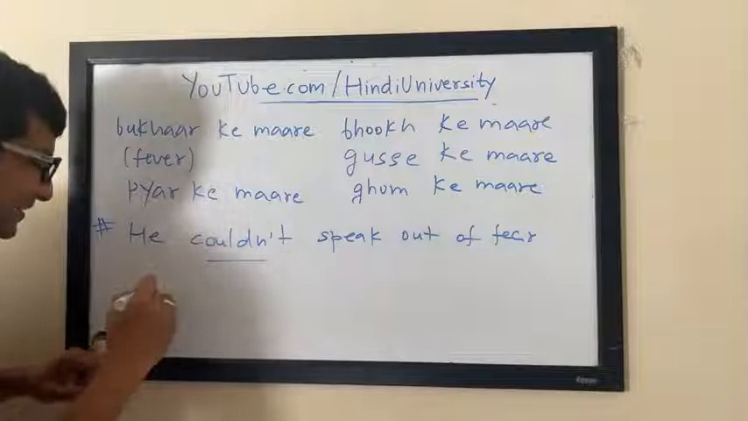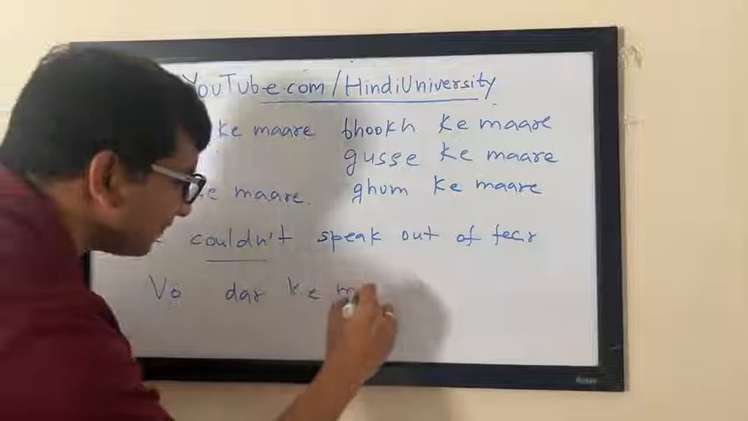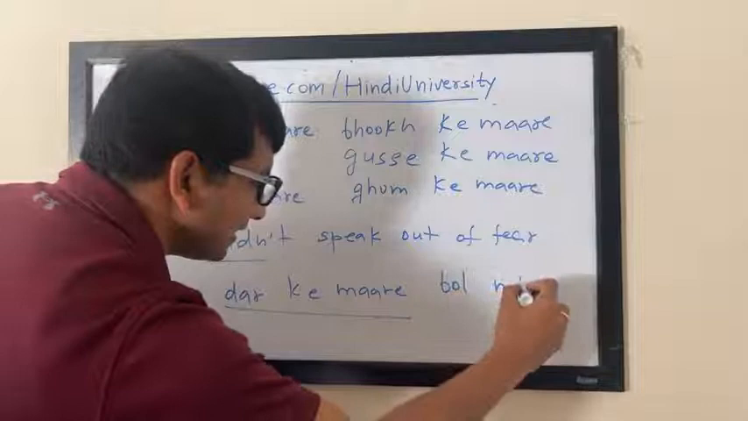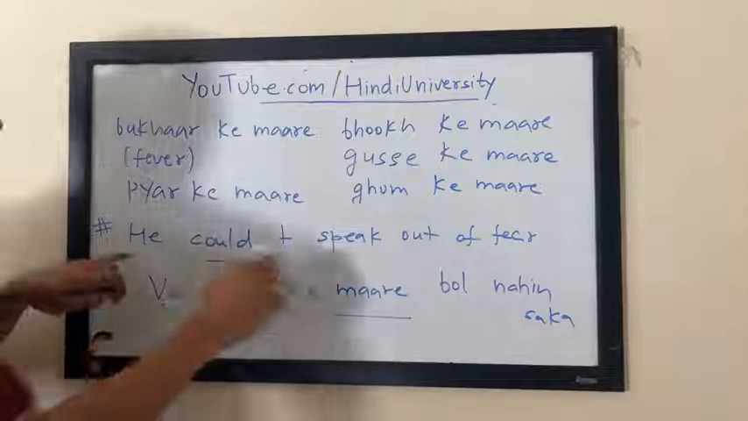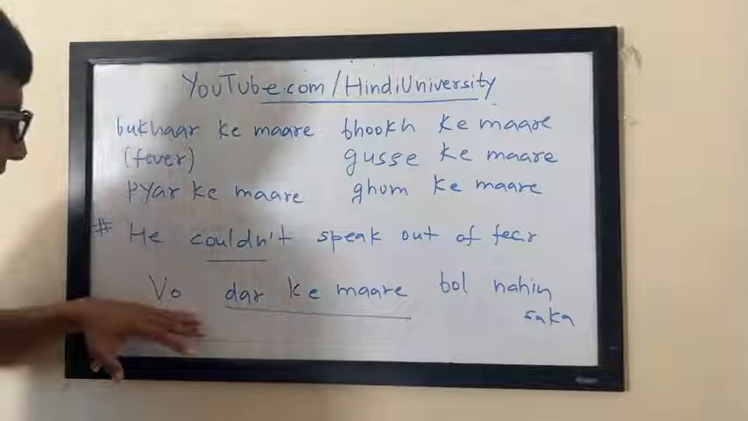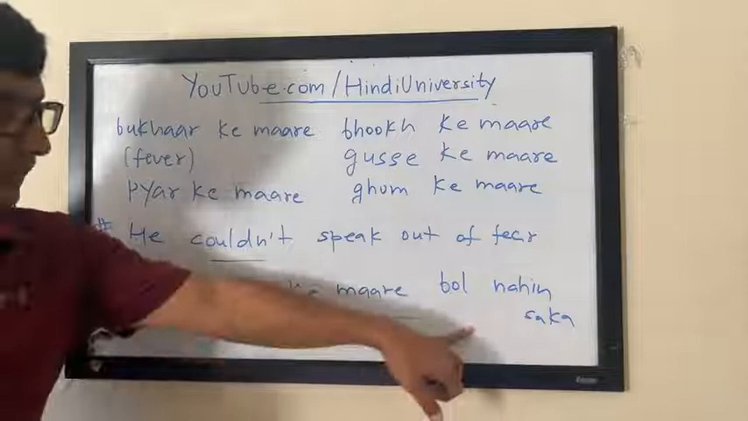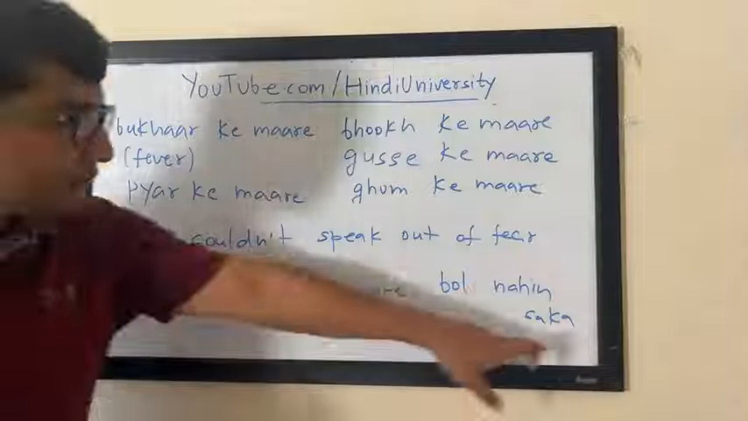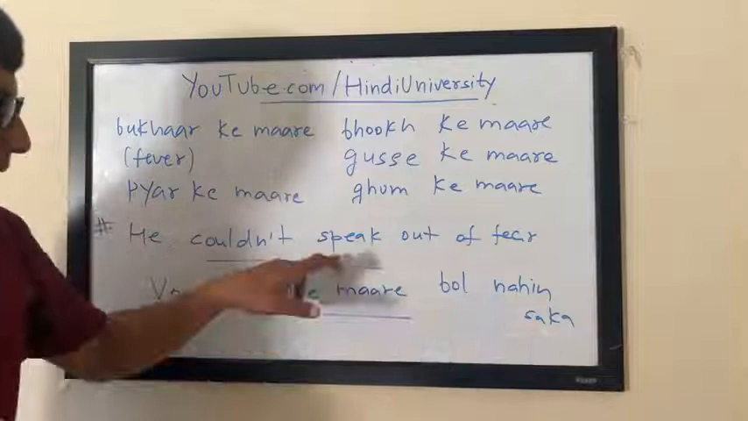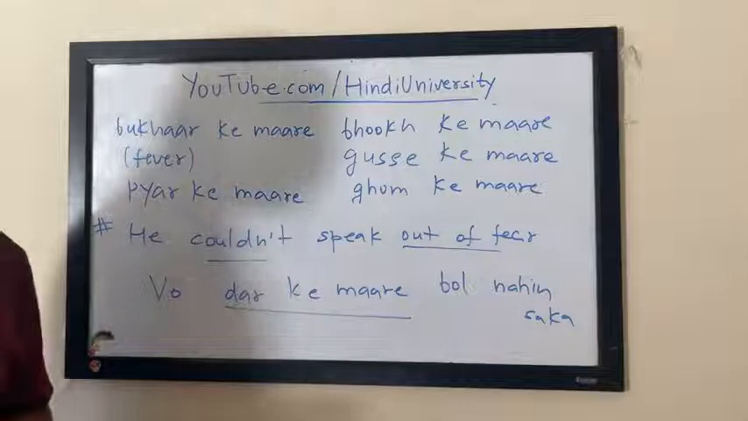Yes. So, wo dar ke mare bol nahi saka. So you really thought about how you will say he couldn't speak, which is wo bol nahi saka. Even if this is hard, you start with he can speak, वह बोल सकता है. Then you go to he cannot speak, वह बोल नहीं सकता है. Then he couldn't speak, वह बोल नहीं सका. In negative sentences where you're using the modals, you will not put है at the end. You will simply say वह बोल नहीं सका. And because you have out of fear, वह डर के मारे बोल नहीं सका.